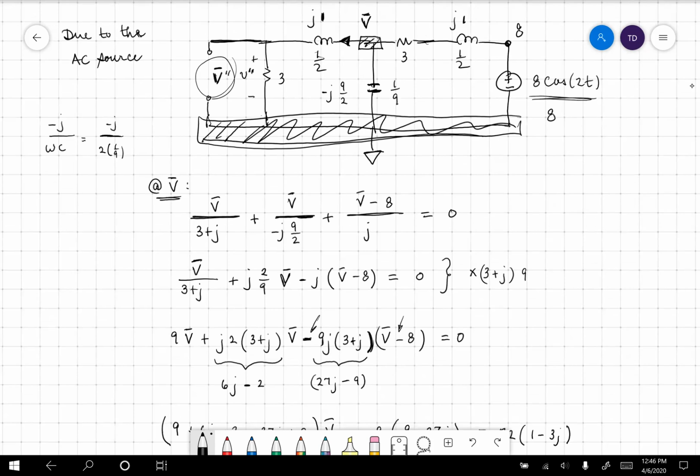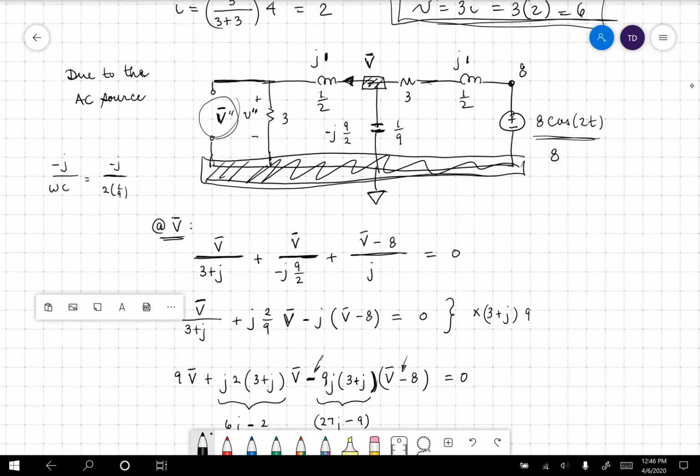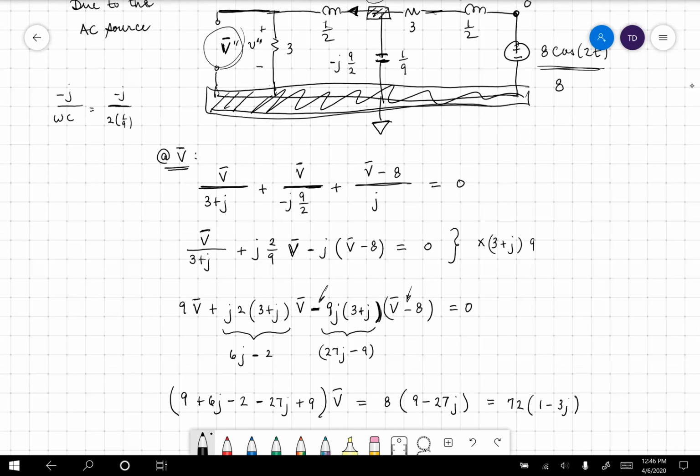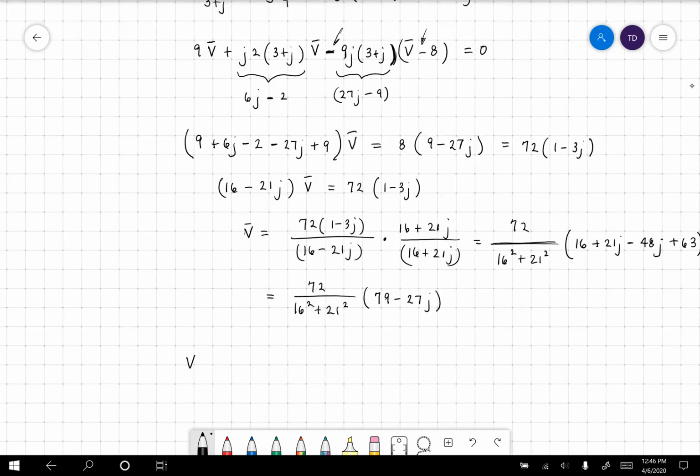the phasor. So I can find V phasor. If I know V right here, it's a voltage divider. It's going to be 3 over 3 plus j times V phasor equals 3 over 3 plus j times the following. And I know it's ugly. I'm not dealing with the ugliness. I'm just leaving it like that, multiplied by 79 minus 27j.